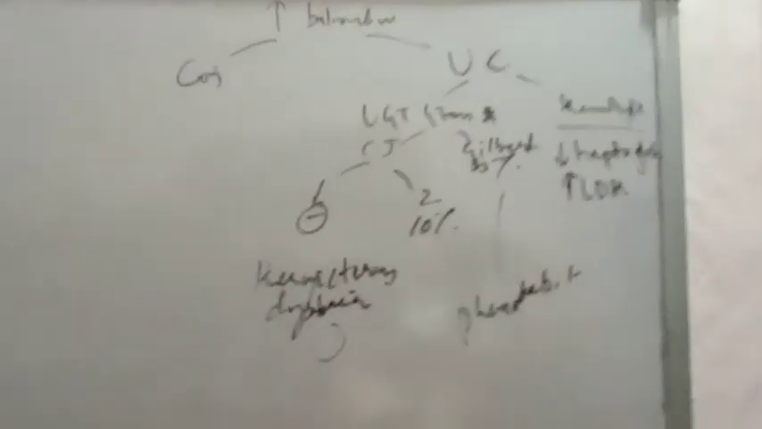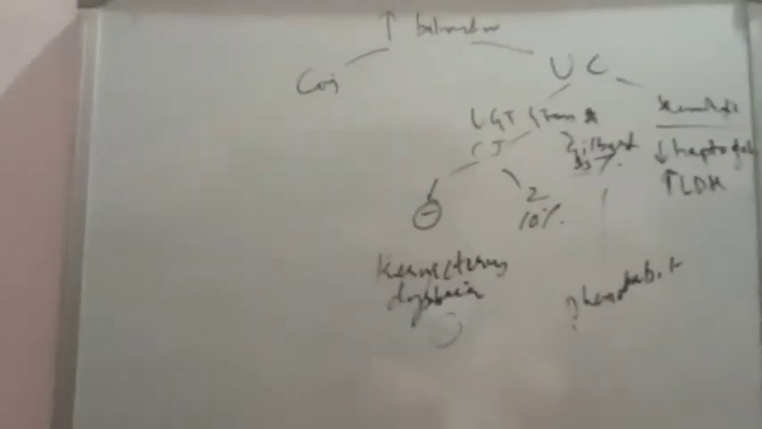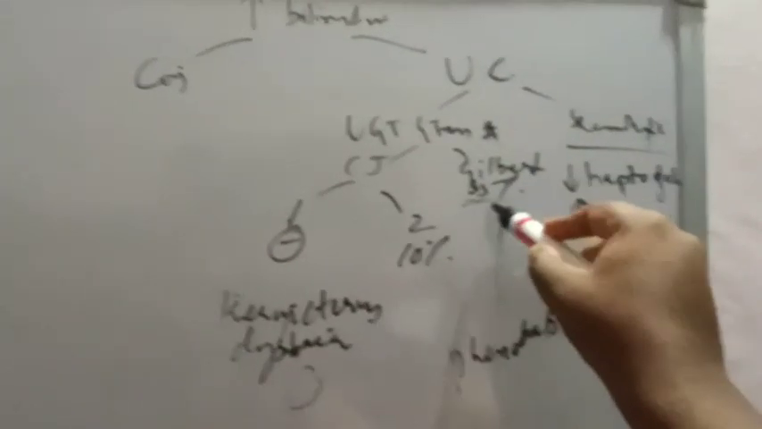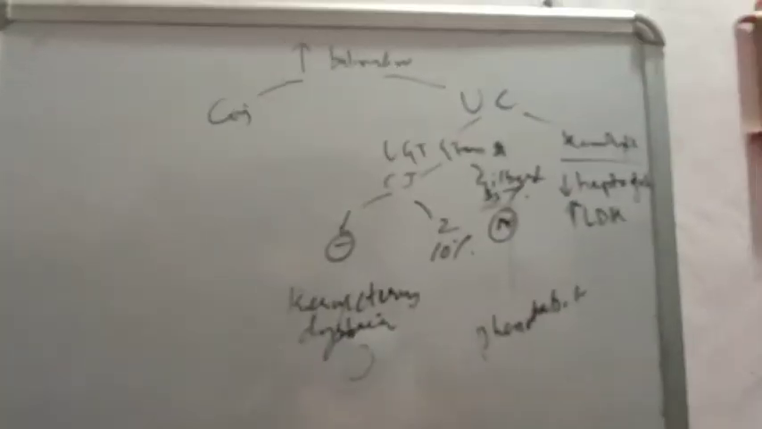Then Gilbert. Now you will tell me, ma'am, Gilbert and Crigler-Najjar are so similar. The enzyme defect is the same, the treatment is the same. Then how will you differentiate? See, here it is only 10%, so he will show some symptoms. You have to treat him. But in Gilbert, 35%, our body is very smart. It can act with 35%. So this child will be normal. The child will be normal at birth.